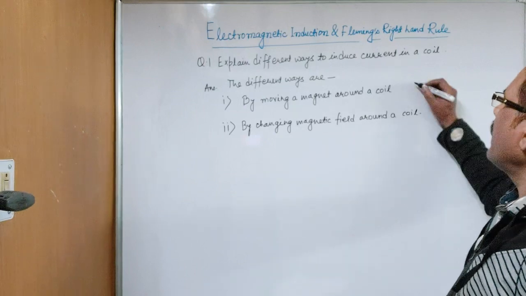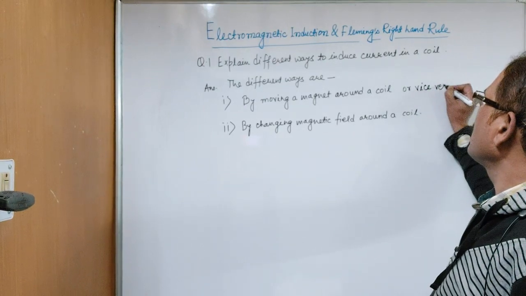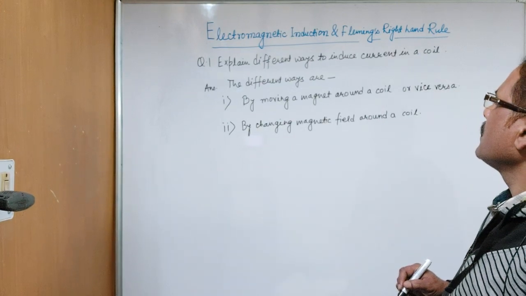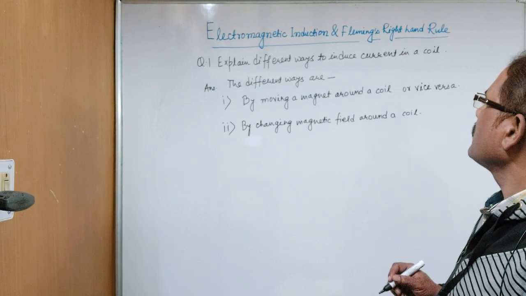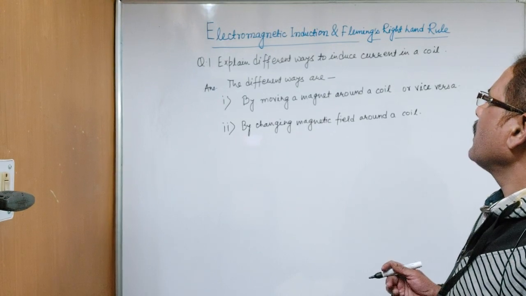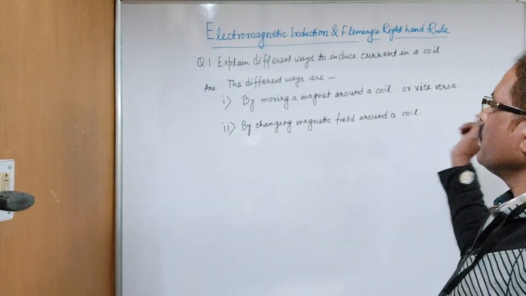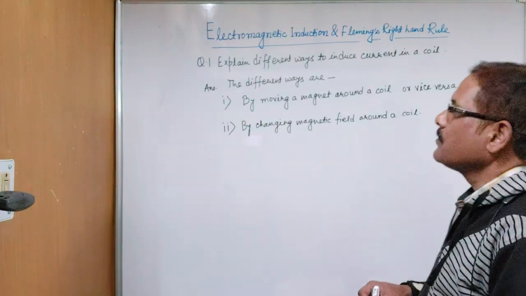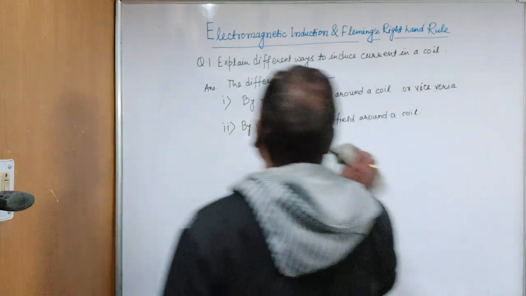Here you can add or vice versa. By moving a magnet around a coil or inside a coil, or when the magnet is held stationary and we move the coil, then also current is produced. So this is the answer of the first question.